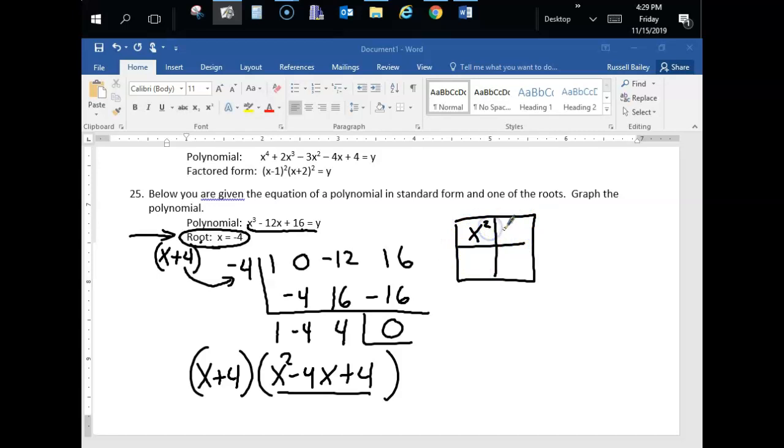X squared minus, oops. Water. I'm gonna die. All right, sorry about our little interruption there.